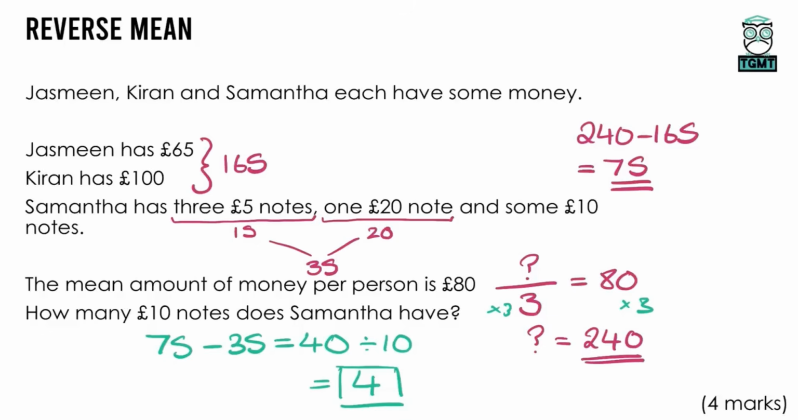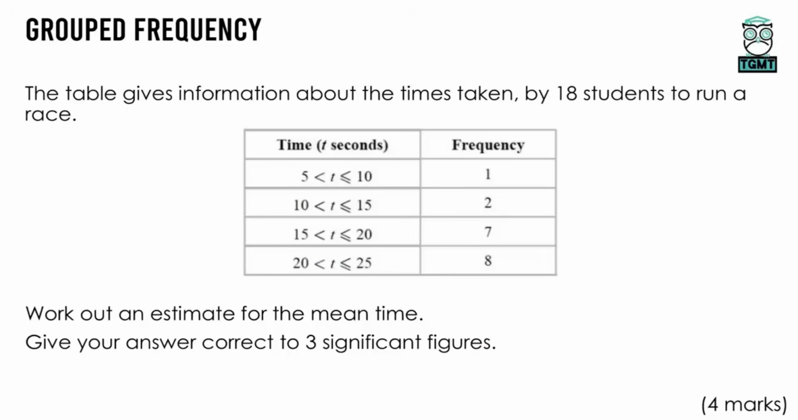Now, for averages from a table, you could have them as a grouped frequency table, or you could have a fixed number on the left. But if we're asked to work out the mean from a table, we take pretty much the same approach. Except with grouped frequency, we don't actually know the actual, and in this case it's about the time in seconds, we don't actually know the number that's going in that left column.